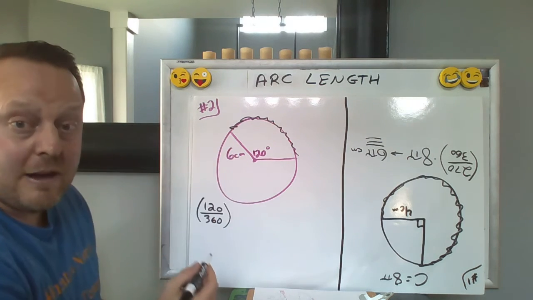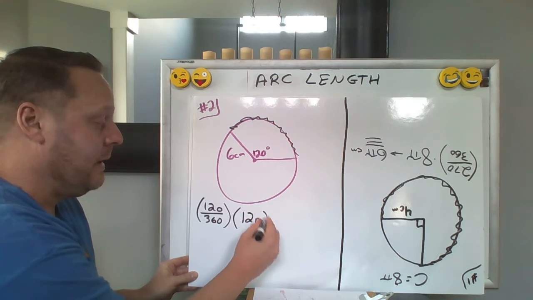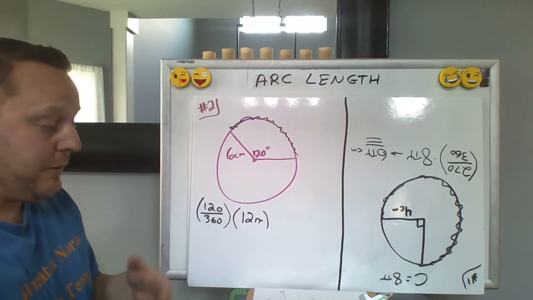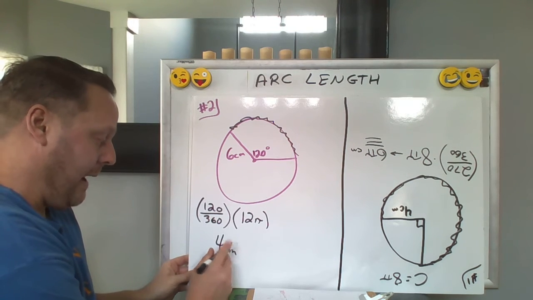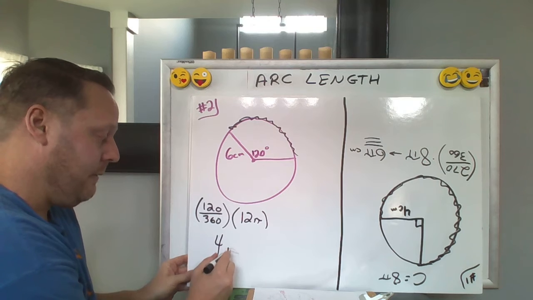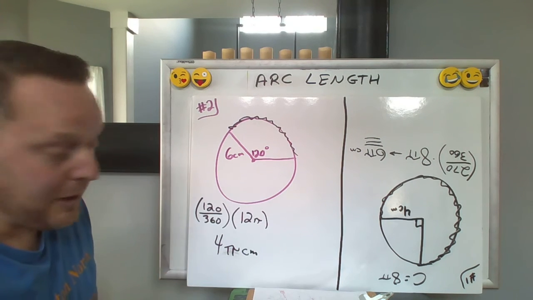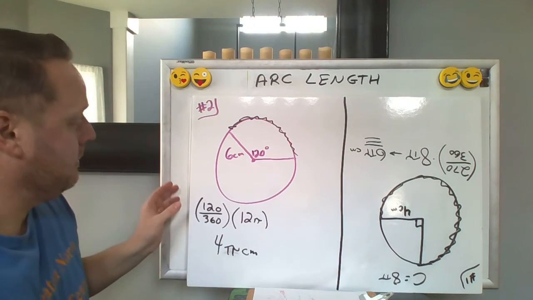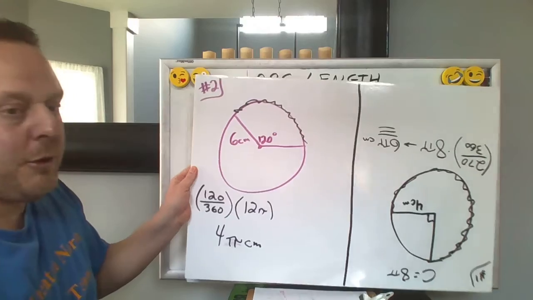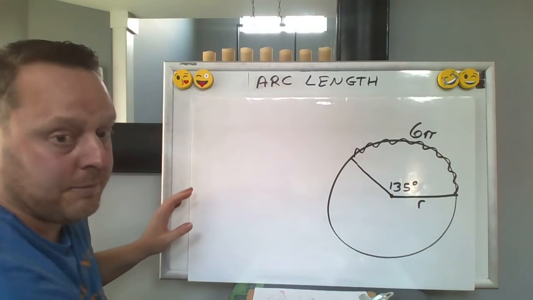Since we have a 6 centimeter radius, the circumference is going to be 12 pi. So we end up with 1/3 of 12 pi, or this guy would be 4 pi centimeters in length. Okay? It's really just a fraction of the circumference of the circle. So let's change it up a little bit. Let's take a look at this guy.